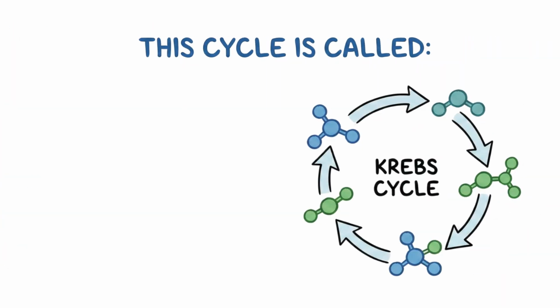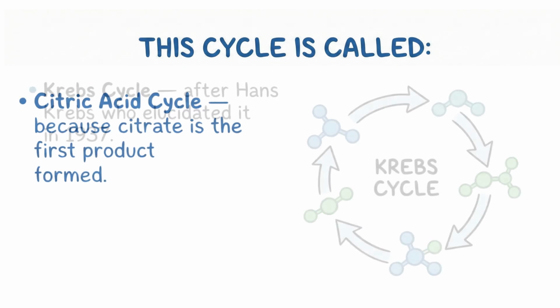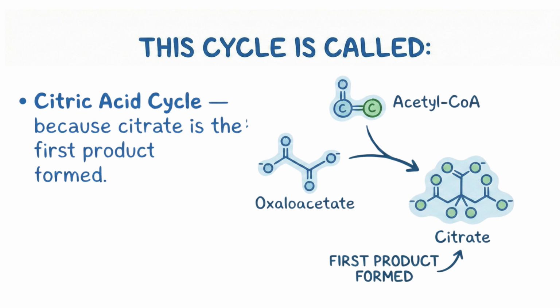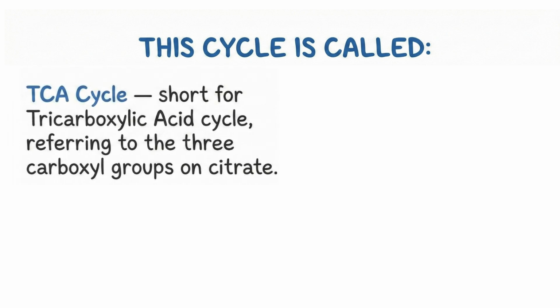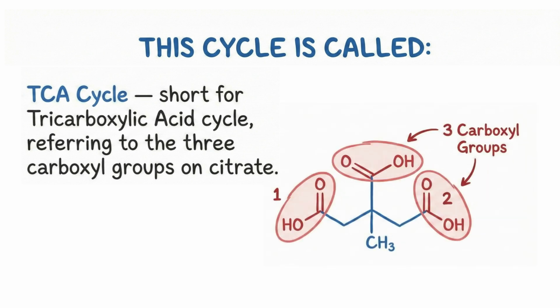This cycle is called the Krebs cycle after Hans Krebs, who elucidated it in 1937. It is called the citric acid cycle because citrate is the first product formed. And it is called the TCA cycle, short for tricarboxylic acid cycle, referring to the 3 carboxyl groups on citrate.